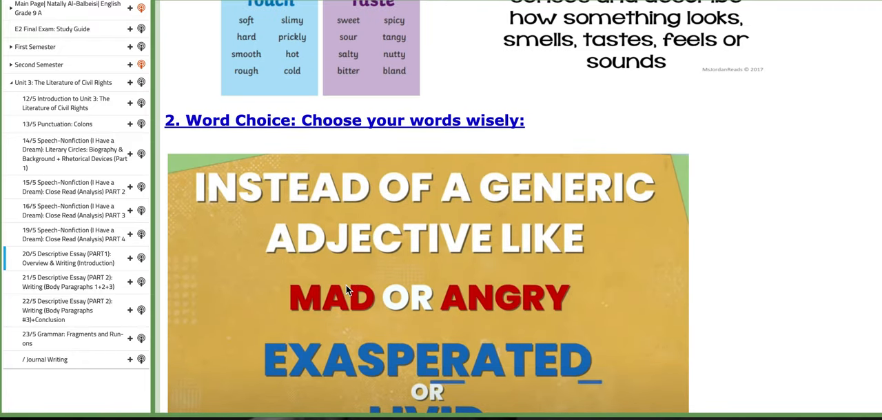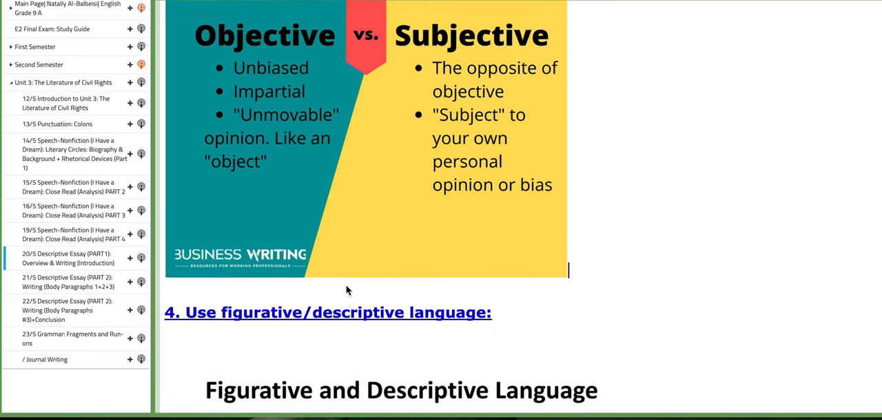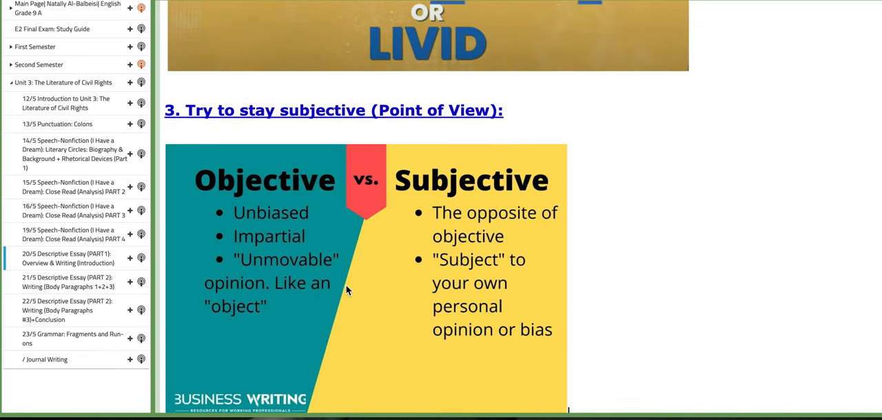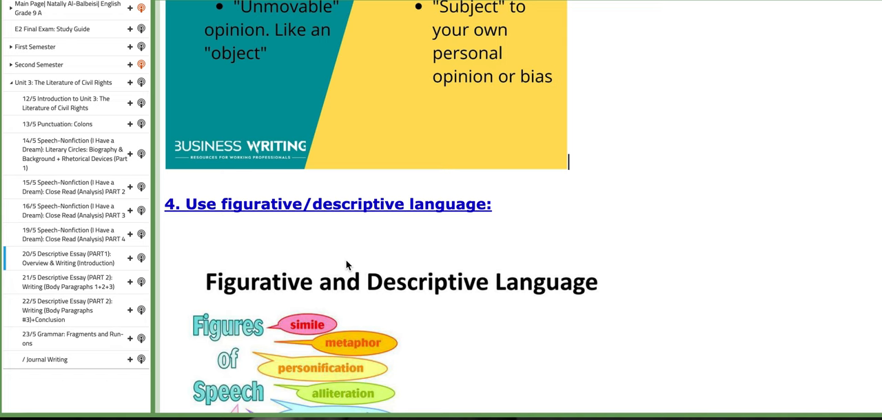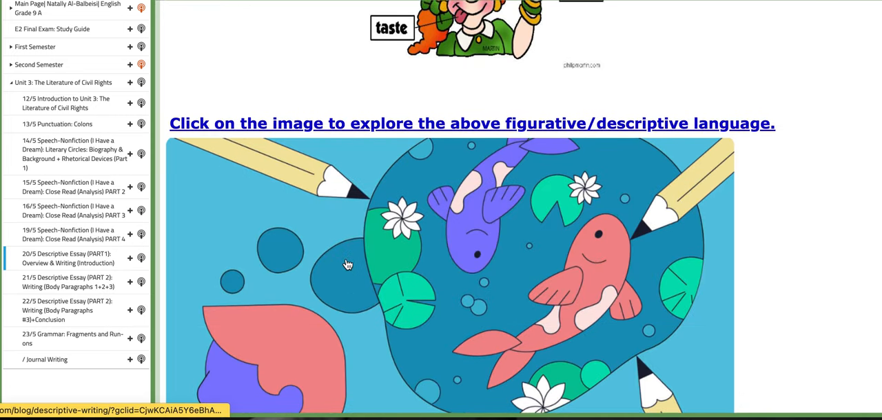You have tips like choosing the right words while writing and trying to stay subjective, using the right useful figurative language. And I specified them for you, like simile, metaphor, personification, onomatopoeia, hyperbole, idioms, and so on.